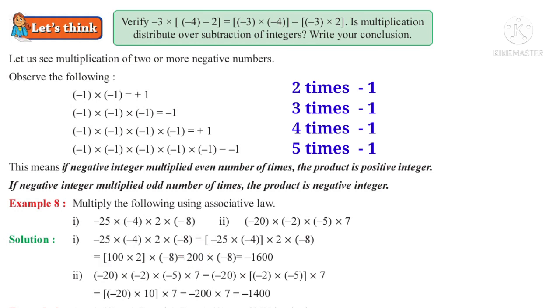Number 2. Minus 20 into minus 2 into minus 5 into 7. Here group the numbers in such a way that we get 10, 100. Observe that minus 2 into minus 5 is 10. So minus 20 is taken outside into minus 2 into minus 5 in bracket into 7. That is, minus 20 into 10 into 7. Now minus 20 into 10 is minus 200, into 7 is minus 1400.